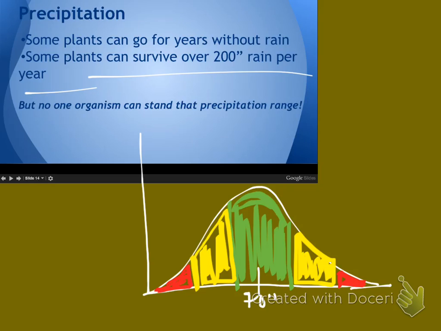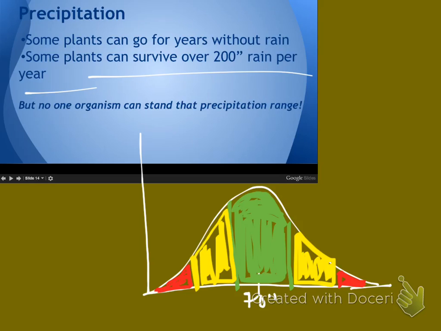Okay, so we'd look at that and we'd say, yeah, that's probably a plant from the eastern deciduous forest. Its green zone, its maximum health and happiness, if plants can be said to have happiness, is at the precipitation levels we have here. What if we drew on top of that the tolerance curve for a desert plant?